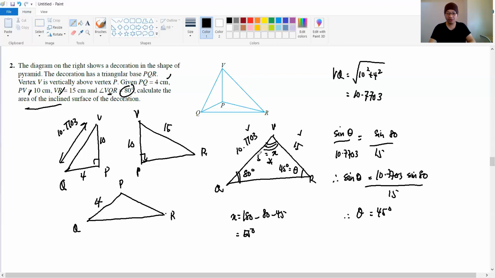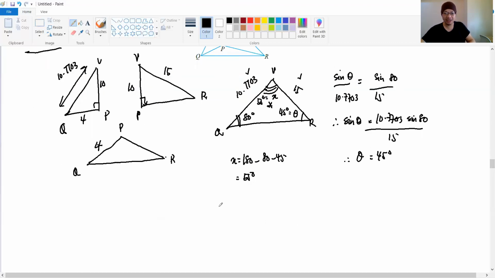Therefore, since we got the angle, and the length on the left is 10.7703 and the length on the right of 55 is also given, 15, apply the standard formula of area. So 1 over 2, A is 10.7703, B is 15, sine C is 55. So compute how much the answer is. Settle. That is your final answer. Okay, please calculate this final answer.